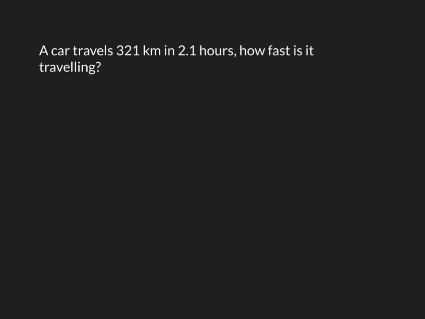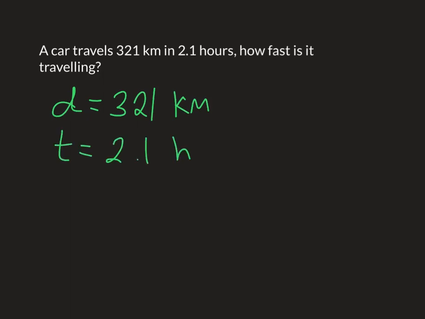So the things that were given in the question: we are given that the distance is 321 kilometers. We know that the time is 2.1 hours. Now, if you're not sure how we knew that this was distance and this was time, we just looked at the units. Kilometers has to be distance, that's what it measures. Hours has to be time. And then it says how fast is it going?